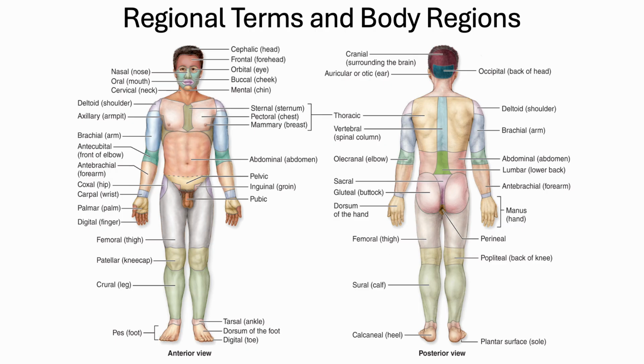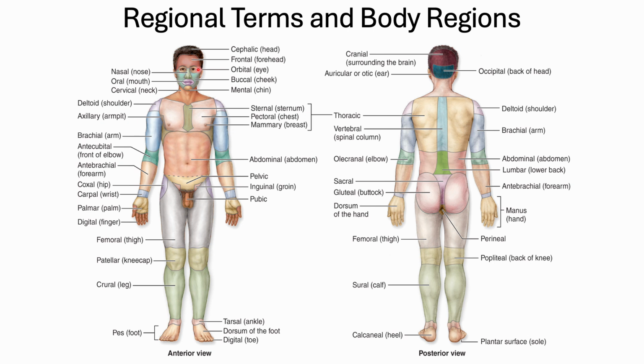Regional terms and body regions. We also need to know this. So, this is anatomy. If we are referring to someone's foot, we don't just say foot. That is the pes region. If we say arm, we don't just say arm anymore. We say brachial. We don't just say forearm, we say antebrachial. We don't just say wrist, we say carpal. We don't just say the head, we say the cephalic region. We don't just say the eye, we say the orbital region.